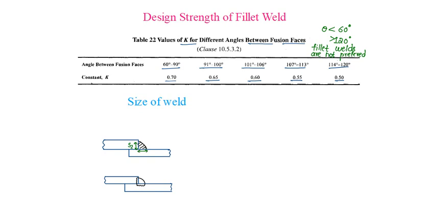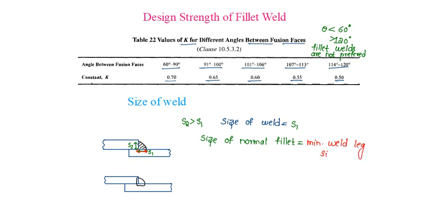Whereas S, the size of the weld, is given as, if say this is S2 and this is S1, and if S2 is greater than S1, then size of weld is the smaller one, that is S1. So size of normal fillet is minimum weld leg size. This is a weld leg in which minimum is S1, so it is minimum weld leg size.